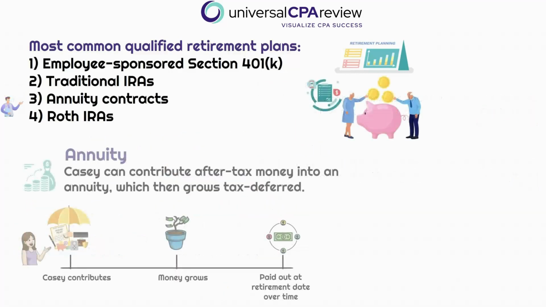So annuity contracts are agreements between an individual and an insurance company. Casey can contribute after-tax money into an annuity, which then grows tax deferred. Upon retirement, she can draw an income from this annuity. While annuities provide a steady income stream, they're often complex financial products with various fees and terms that Casey must understand.